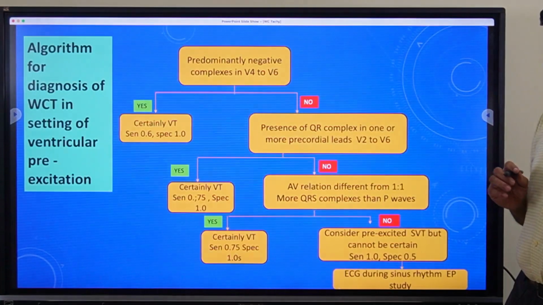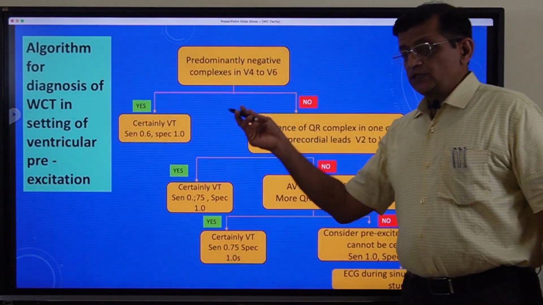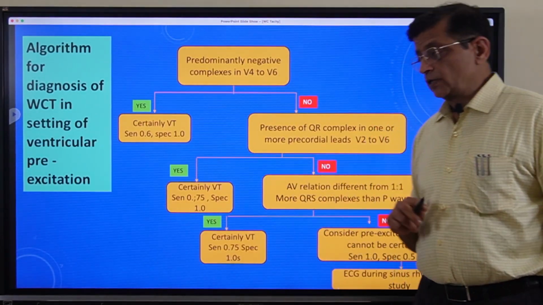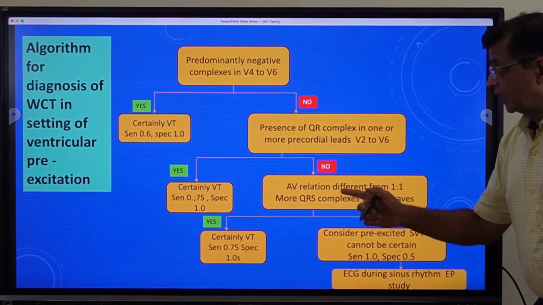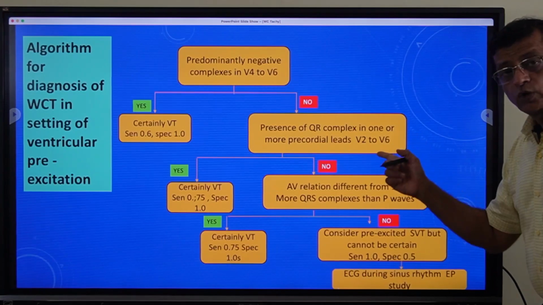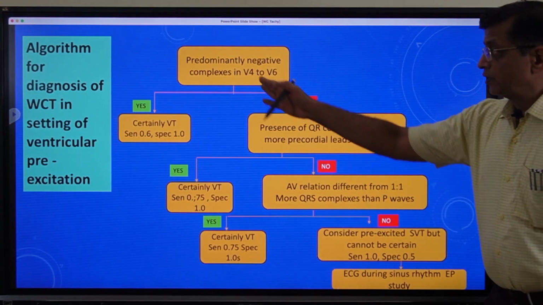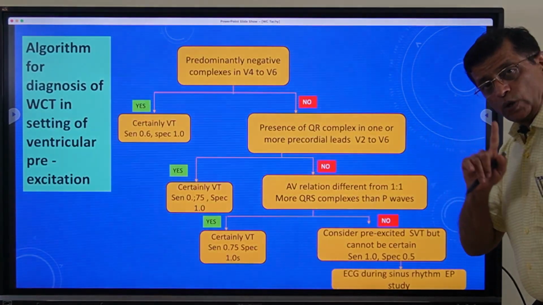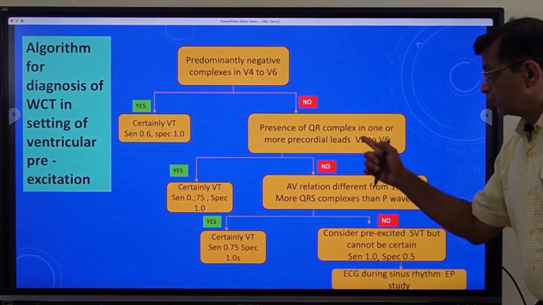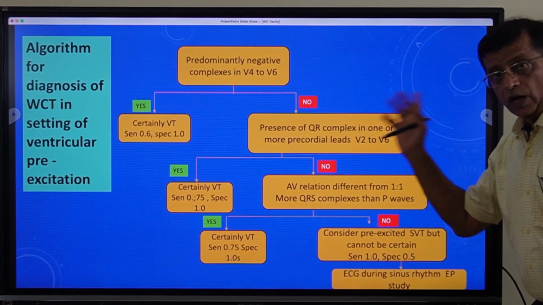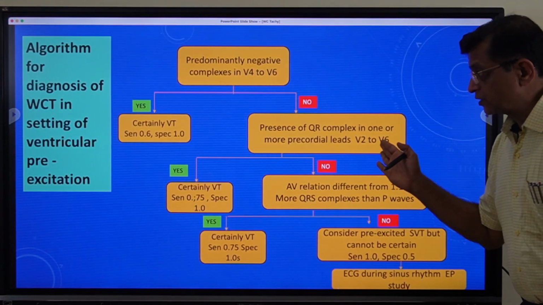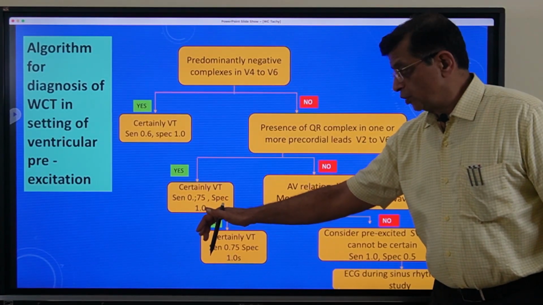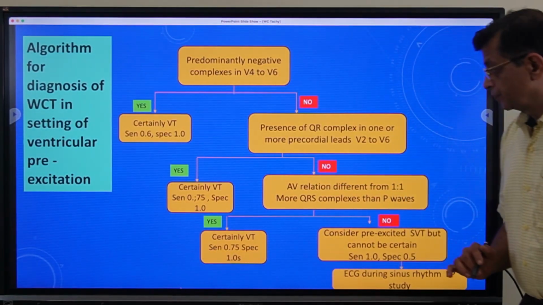S should be larger. If it is present, the sensitivity is 0.6 and specificity is 1 that it is ventricular tachycardia. If it is not there, look for at least the presence of a QR complex in one or more precordial leads. Predominantly negative complexes in V4 to V6 are not there, but even in one lead from V2 to V6, you have a large Q and R complex. If that is present, it is almost certainly VT. Very high sensitivity 0.75 and specificity 1.